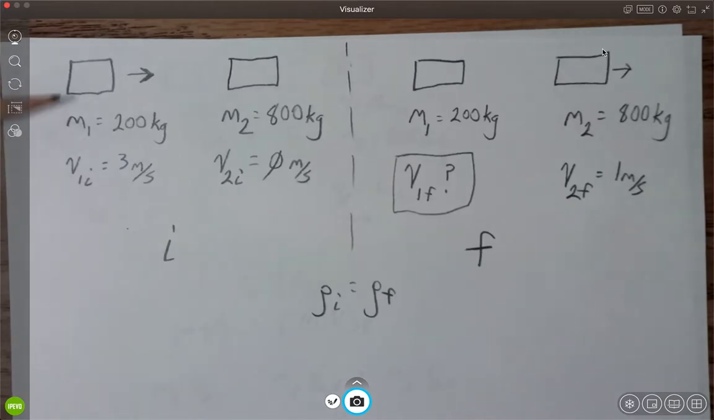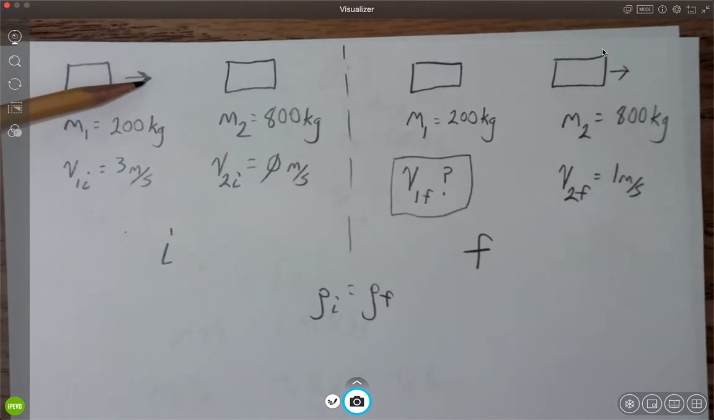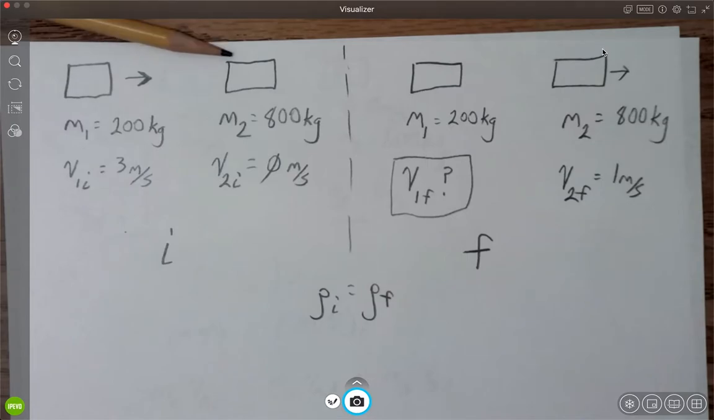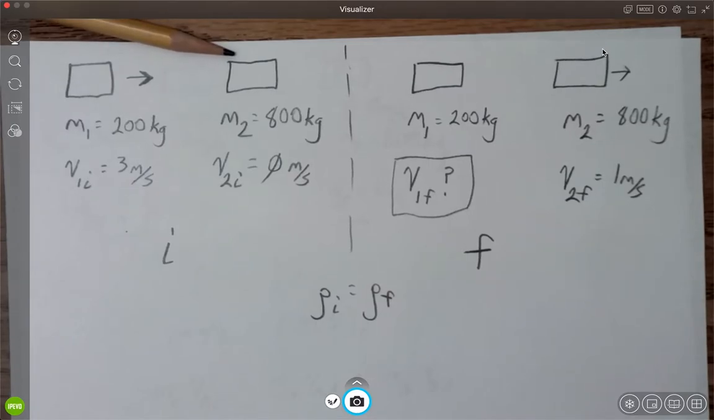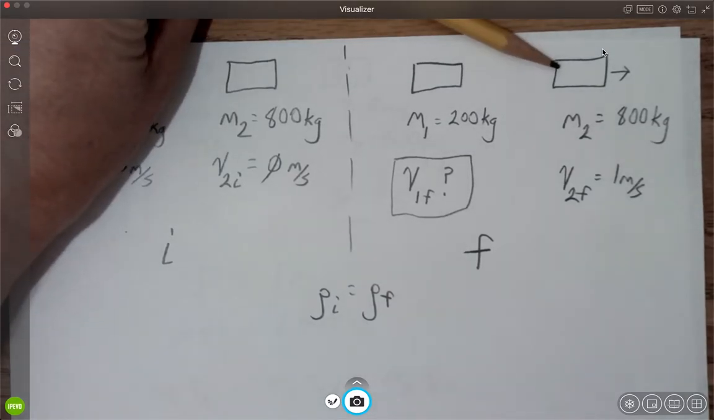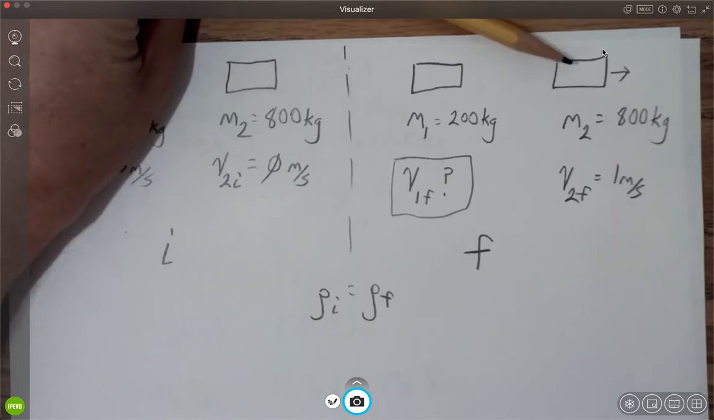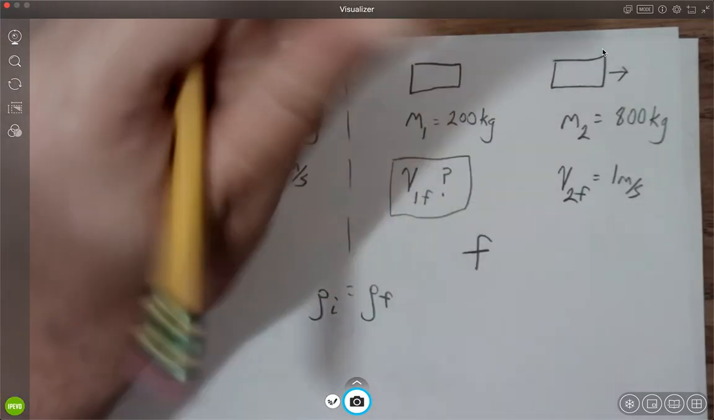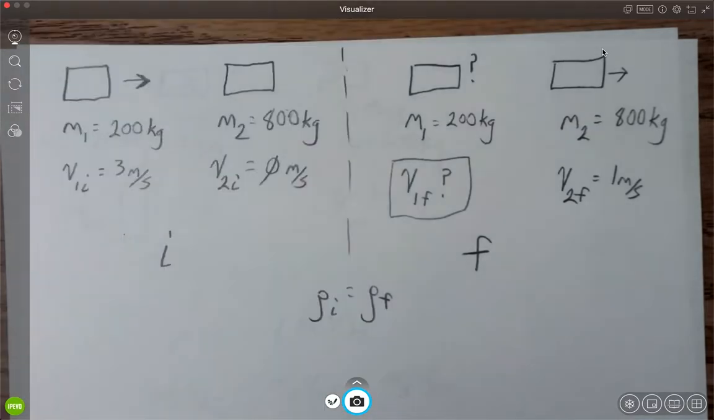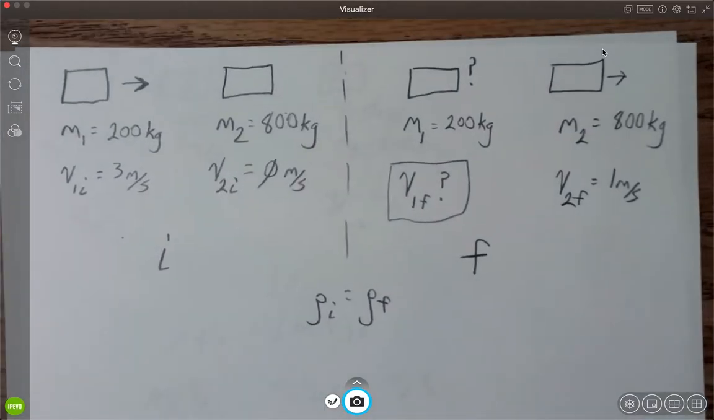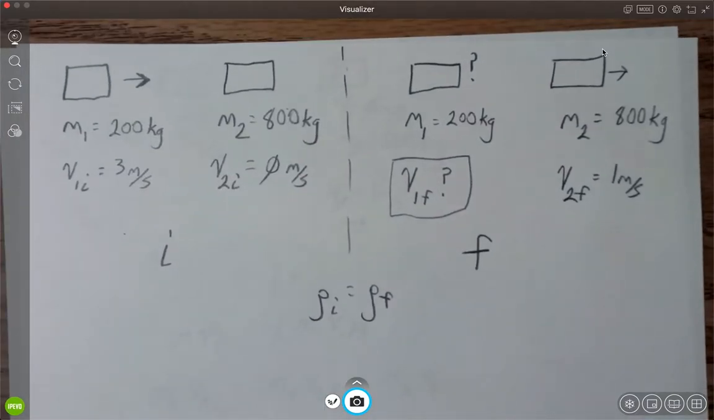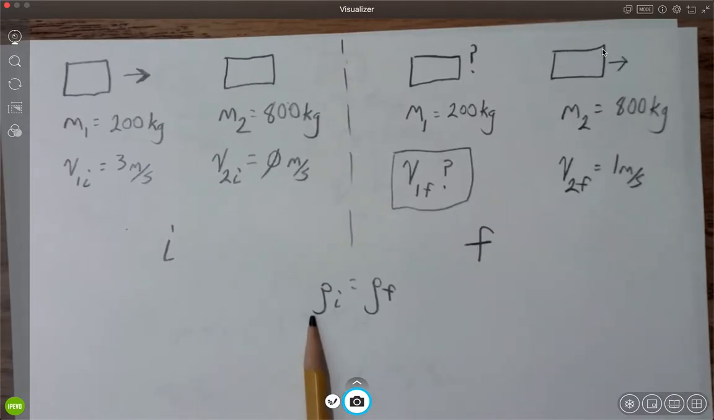We have one boat moving to the right. It's going to strike this boat that is remaining motionless, and that's going to cause the boat on the right to move to the right. We don't know what's going to happen to this boat here. We don't know if it's going to move to the right or move to the left, but we can solve for this final velocity. We do know that momentum before will equal momentum after.